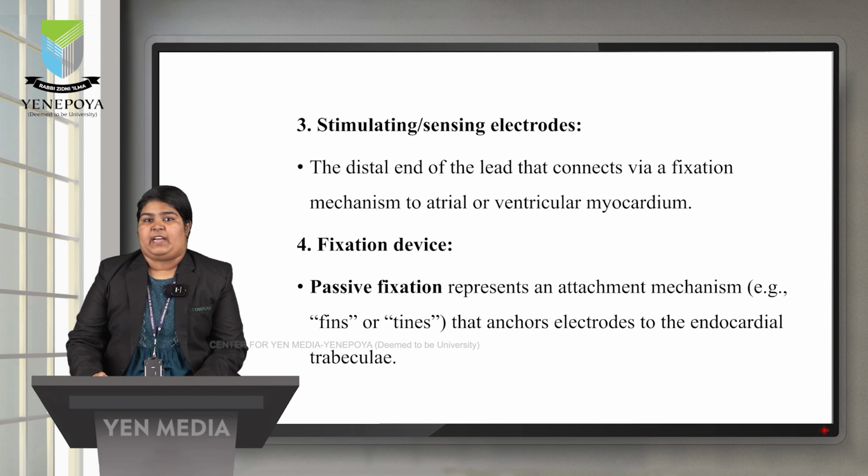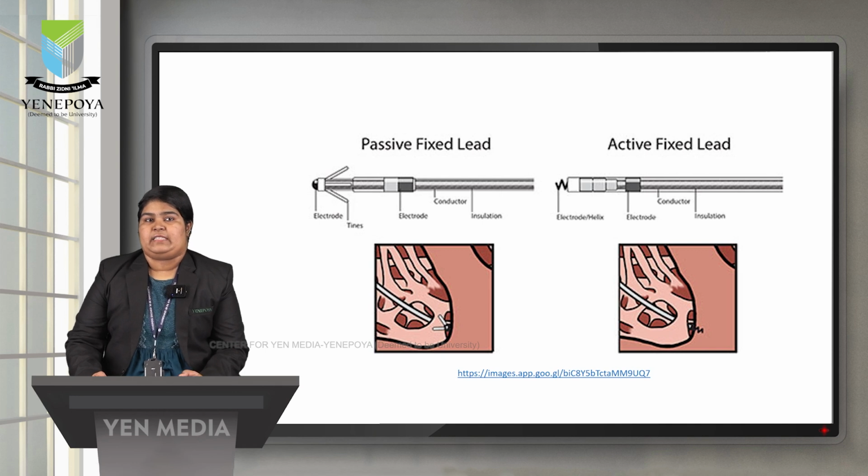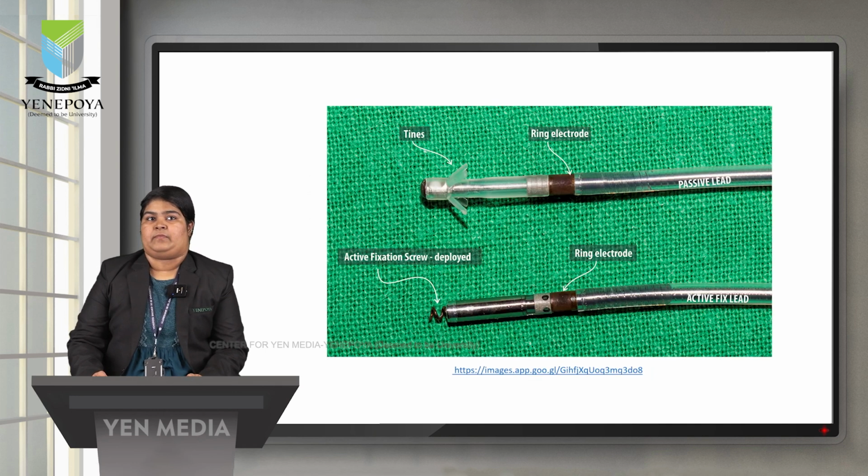One is the active fixation, one is the passive fixation. The passive fixation consists of an attachment mechanism which has fins and tines, which is like a clip mechanism which will anchor the electrodes to the endomyocardial trabeculae. And the active fixation will have the endocardium attached to the myocardium through the screw-in mechanism. So this is the passive and active lead fixation, and here you can see in the above picture that the passive fixation has a clip kind of mechanism which will anchor to the myocardium in a clipping manner, and the active fixation will have the screwing mechanism which will screw into the myocardium.